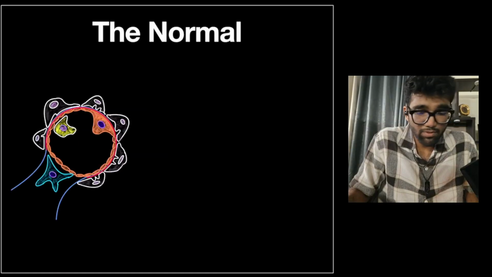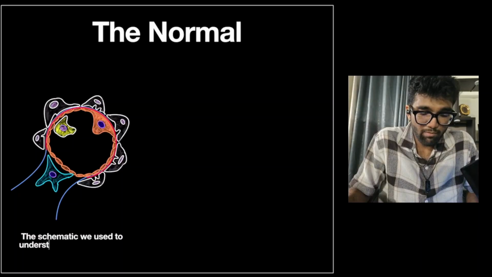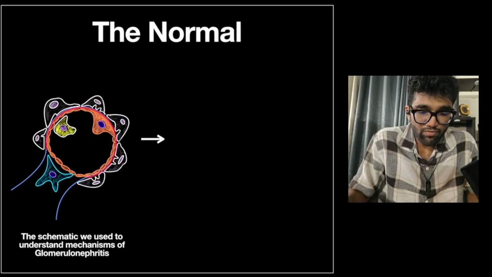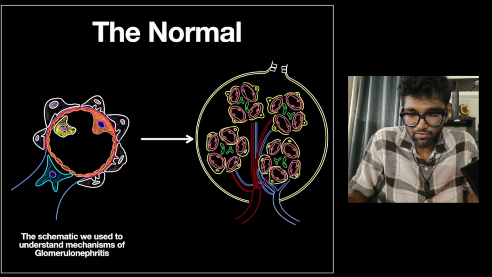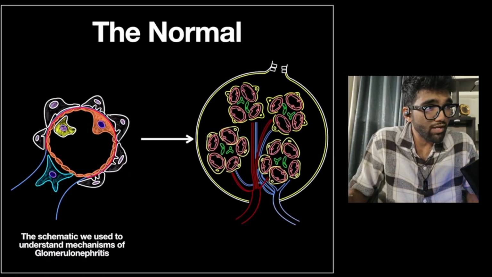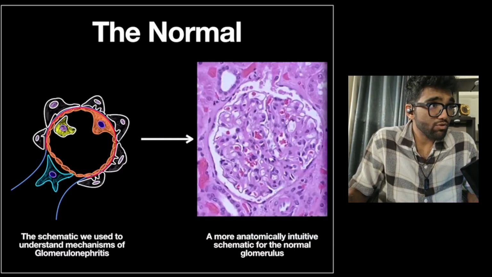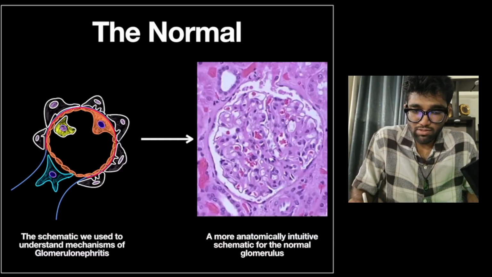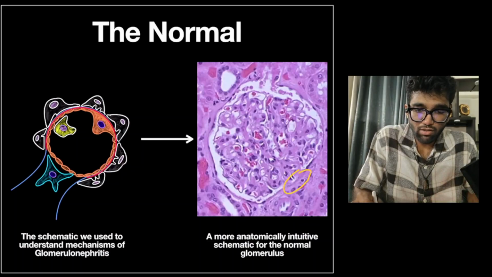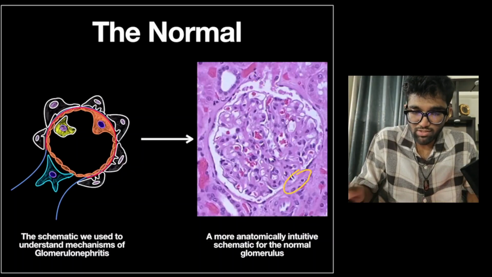So, as we discussed in the previous video, this is what we have used as a schematic to understand the various pathomechanisms of glomerulonephritis. This was extrapolated by me previously to this slightly more anatomically accurate schematic. And then we understood that in reality this is what the glomerulus looks like. Okay, so this is the vascular pole, and this would be our proximal convoluted tubule, and we've discussed the rest of the structure.